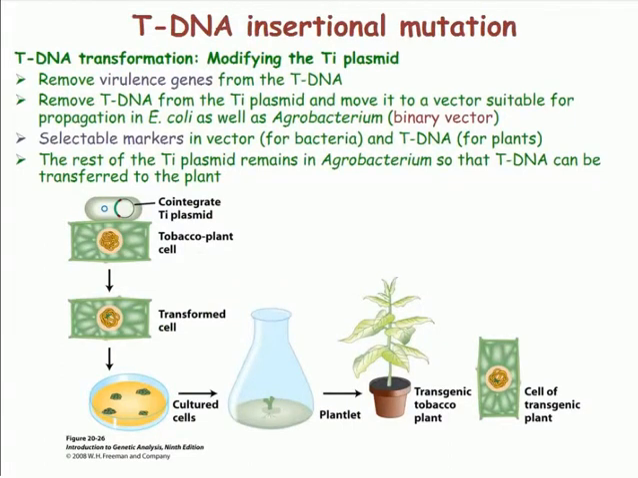So this is coming from Agrobacterium tumefaciens, a bacteria that contains a plasmid called the Ti plasmid, and this Ti plasmid contains the tDNA sequence, okay? And this tDNA is the part of this plasmid that gets inserted into the plants, okay?